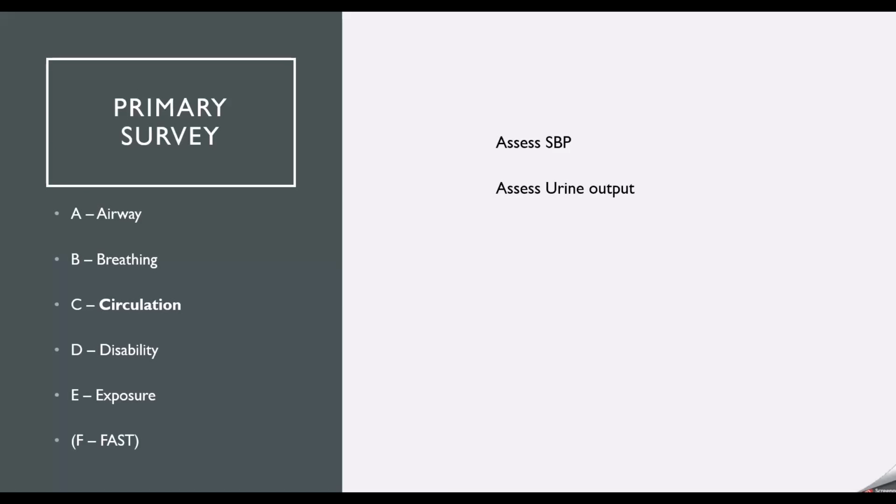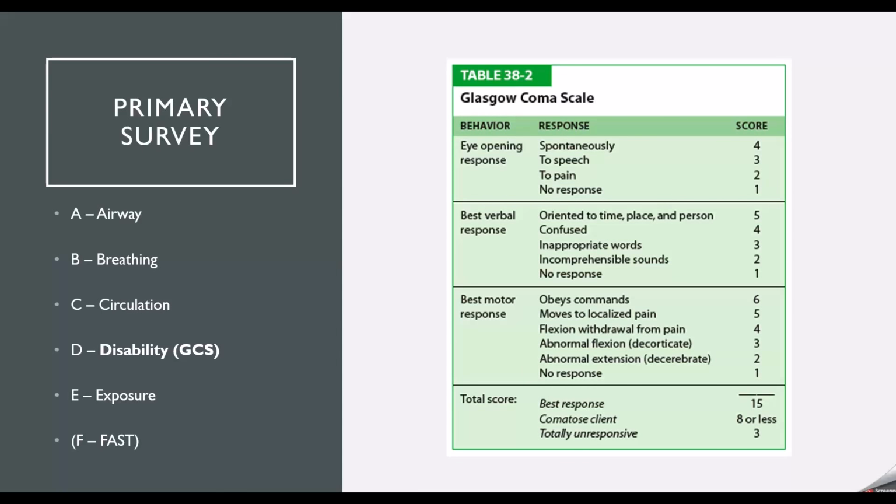You're also going to want to assess urine output, so this potentially could be a catheter. Low urine output is a diagnostic sign that can show that the person is not having their kidneys perfused. And in that situation, you are going to want to fix that by providing fluids to the patient. Disability is next.